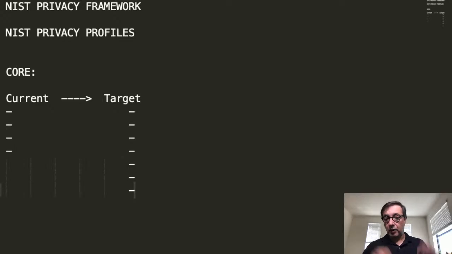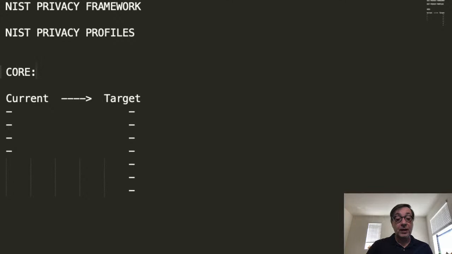This, and this. I don't know, something like this, right? So from the core, we have what we are covering today and the target. So what I want to cover as a target. All right. So again, profiles are simply a selection of specific functions, categories, and subcategories from the core that an organization has prioritized to help it manage privacy risk. So this is really the heart of the flexible risk-based approach of the privacy framework.